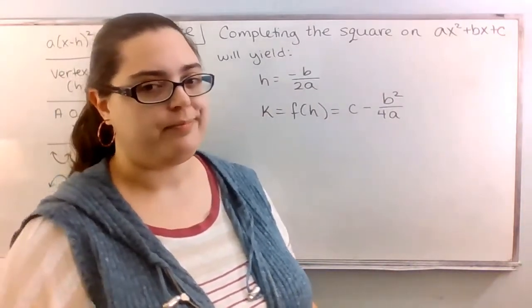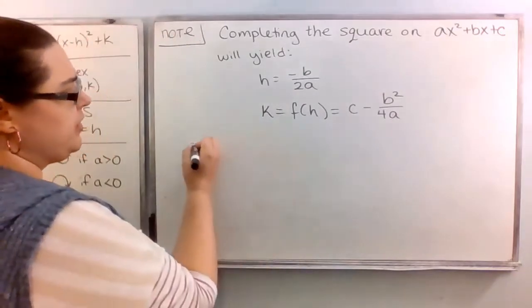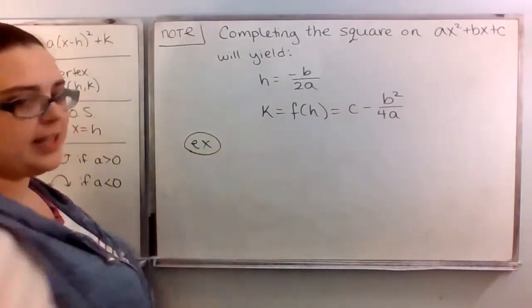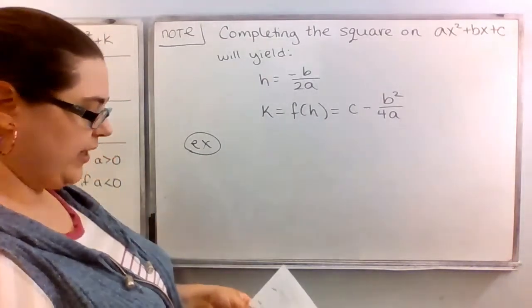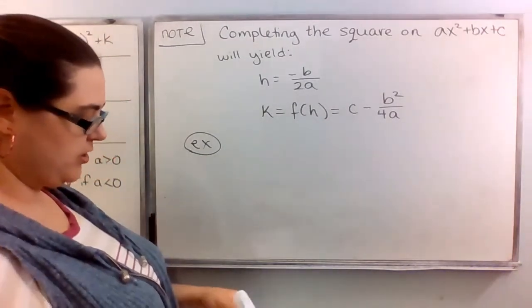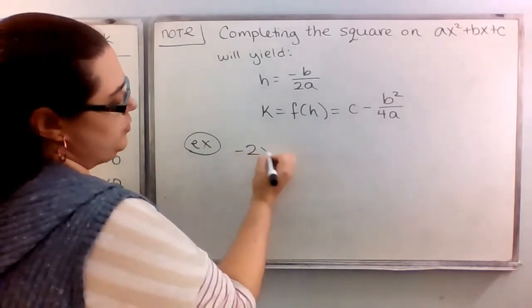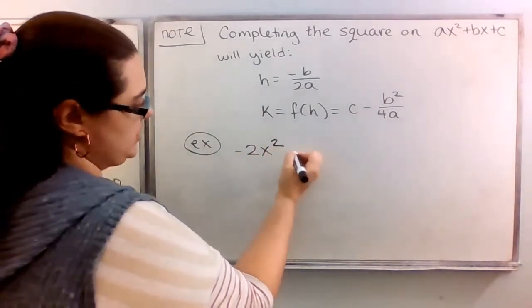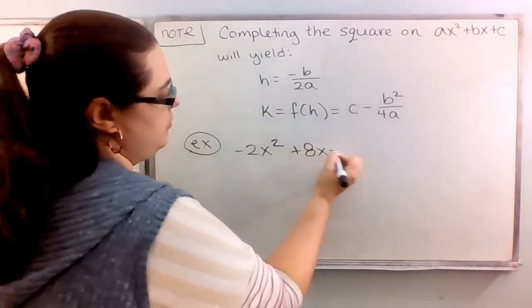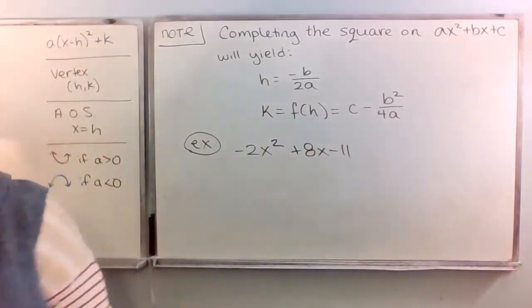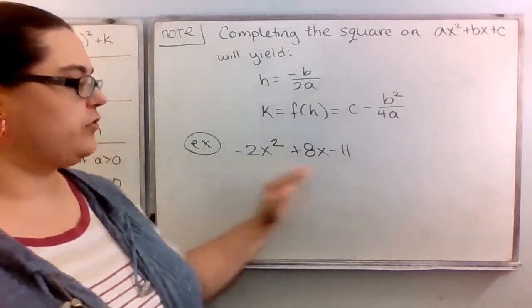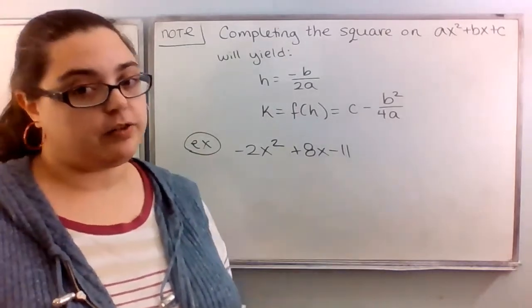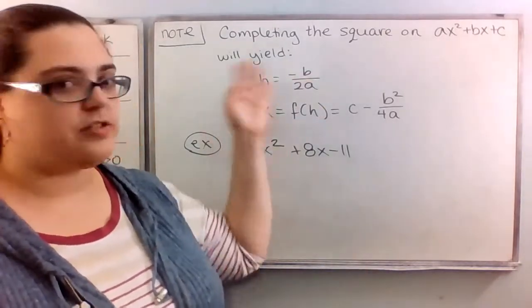So you can use these formulas to take a function that's in standard form and put it into vertex form as well. So for instance, let's redo the last example using these formulas this time. So we had, checking my notes here, negative 2x squared plus 8x minus 11. So let's put this again into vertex form, but this time instead of completing the square, we're going to use these formulas here.